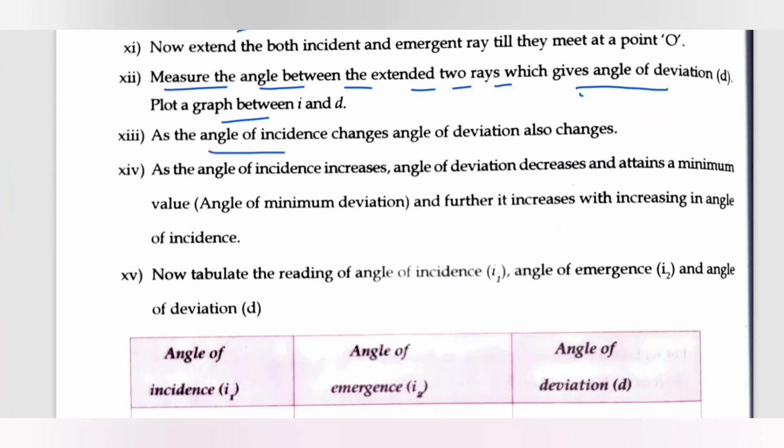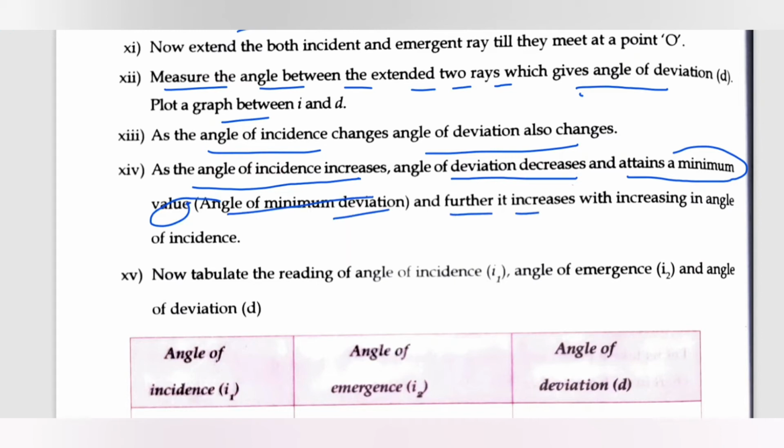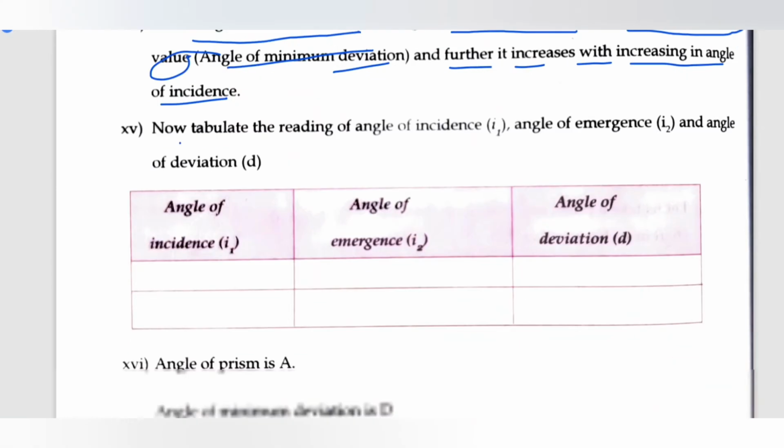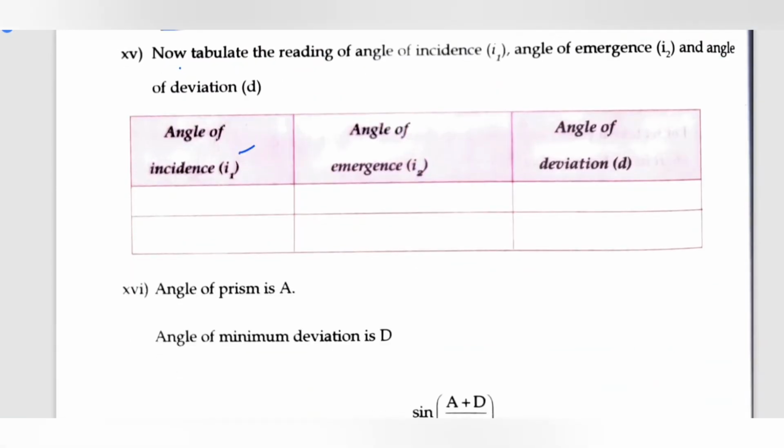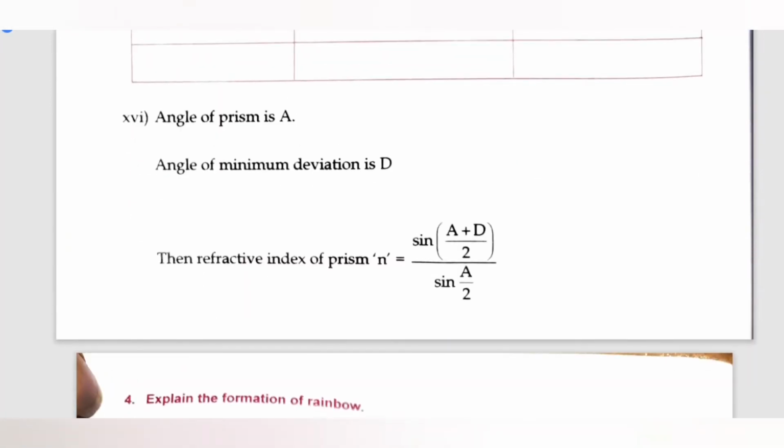So as the angle of incidence changes, the angle of deviation also changes. As the angle of incidence increases, the angle of deviation decreases and attains a minimum value. This we call the angle of minimum deviation. And further it increases with increasing angle of incidence. Now tabulate these readings in the following table: angle of incidence, angle of emergence, and angle of deviation. And finally we can derive the formula for finding the refractive index of the prism, that is, sin((A + D_min)/2) / sin(A/2).